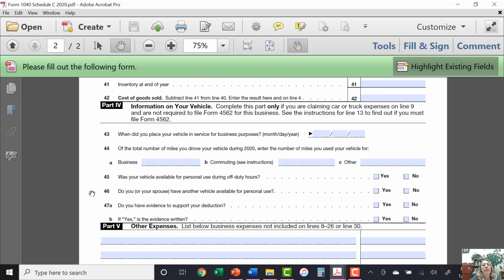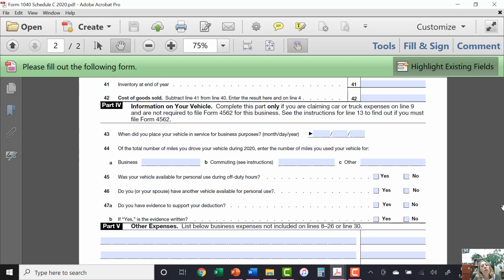And then if you're going to deal with mileage, you need to know a couple of things. One, you need to know when it was placed into service. If it was before 2020, great. If it was during 2020, you need to know the month. Month, day. We estimate a lot of times with the day. And the total number of miles you drove during 2020. Then we break it up into business and commuting. A lot of times, the only thing I ask about is business miles. What are your business miles? And we figure that out from there.